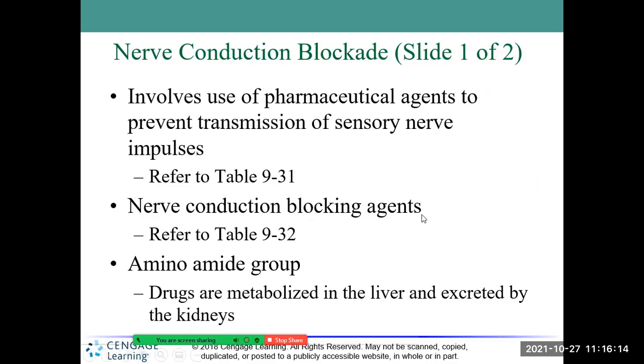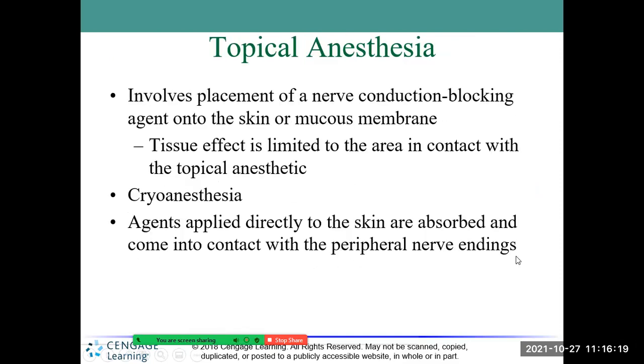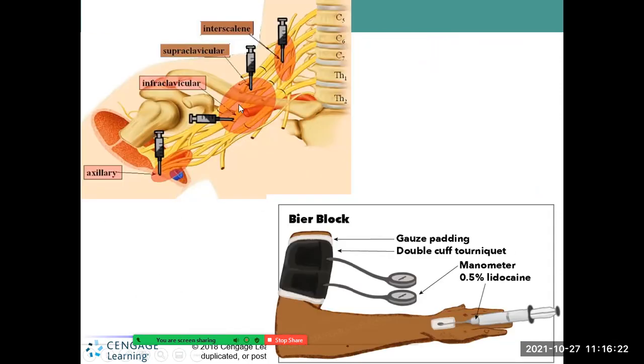So let me show you some of those, and you can read through all of this, but let me get to those pictures real quick. Okay, so this is a brachial plexus block. So you can see here they're looking at going in between the scalene, so interscalene, and then supraclavicular, so above the clavicle, and then infraclavicular, so underneath the clavicle, and then in the axillary region. So there's 4 different regions that a block can be given depending on where it's needed.